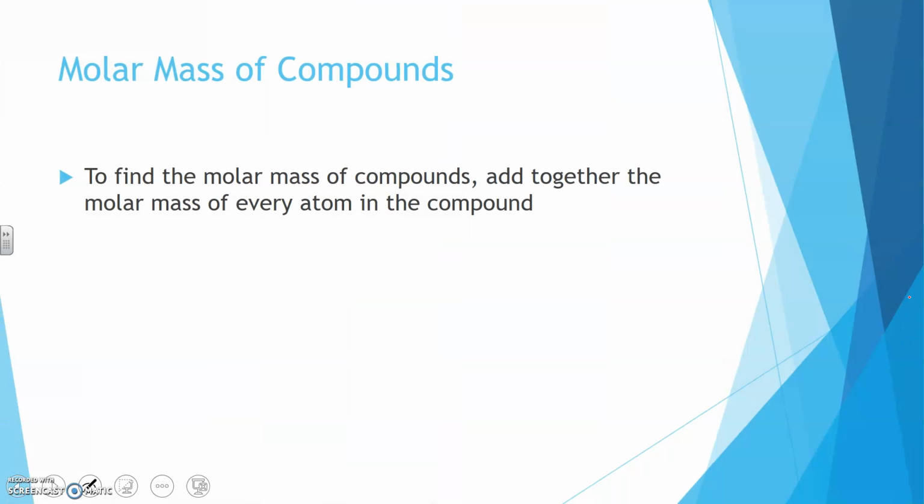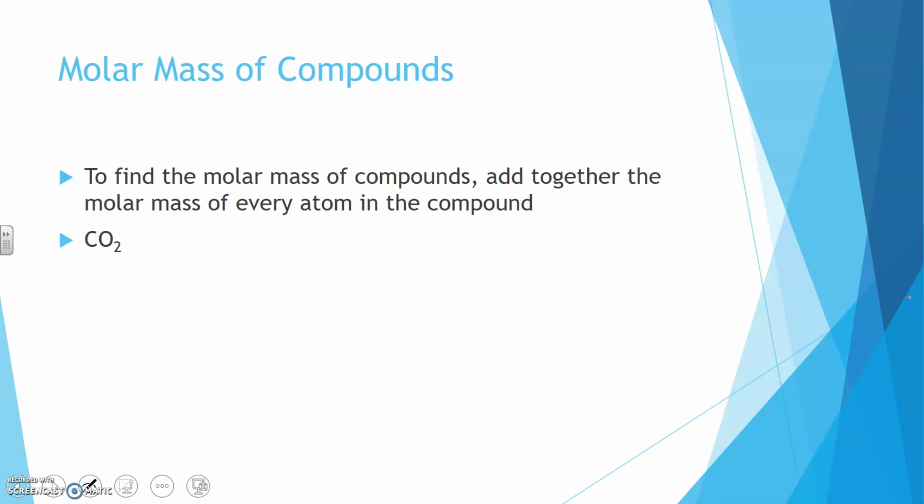Alright, so up to this point we've been talking about the molar mass of just elements on their own. But you can also figure out the molar mass of a compound. It's relatively simple. Basically, you just have to figure out the molar mass of every single atom in the compound and then add them all up. So if you have CO2, we've got 1 atom of carbon, 2 of oxygen.